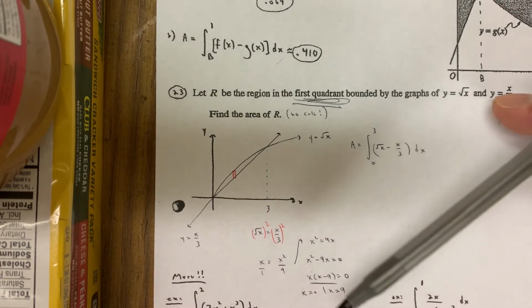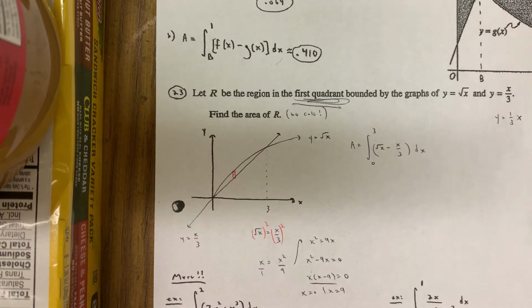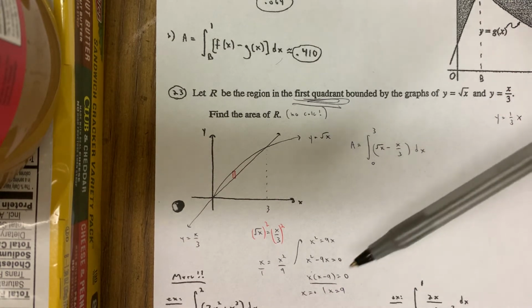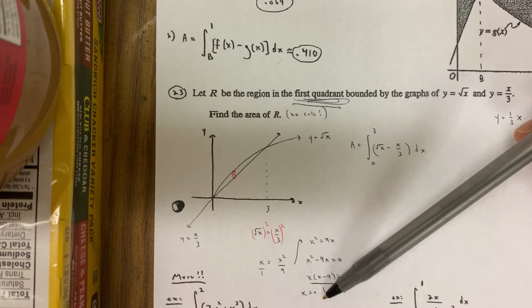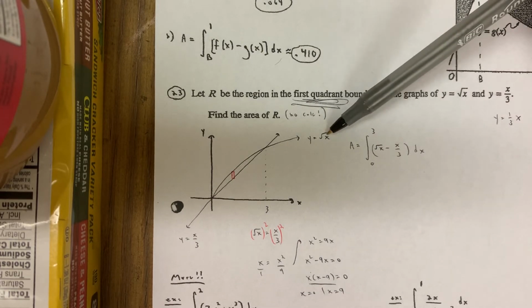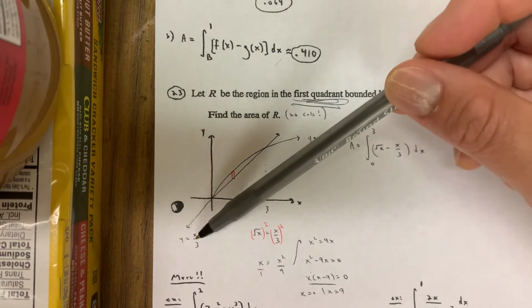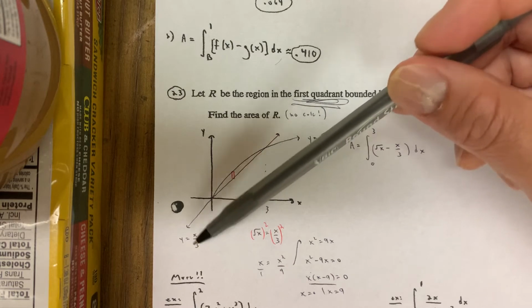Now what you could do is actually pick a number in between those two to plug back in to see which is upper, which is lower. I'd pick a 4 because it's a perfect square. If you plug a 4 into radical x, you get back a 2. If you plug a 4 into x over 3, you get back 4 over 3. What's 4 over 3?